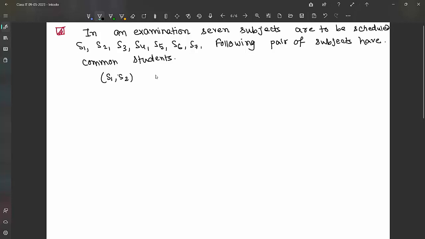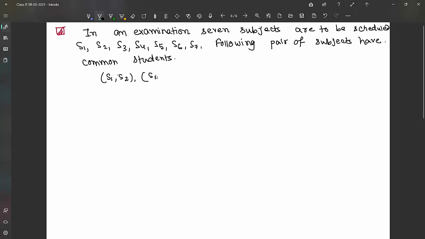You can't set the exam of S1 and S2 at the same time, because these two subjects have some common student, and there the coloring concept occurs, that you can set the same date to two subjects only if they have no common students. That means you can color these two different vertices with the same color only if they are not connected. That's it. That is the coloring concept.